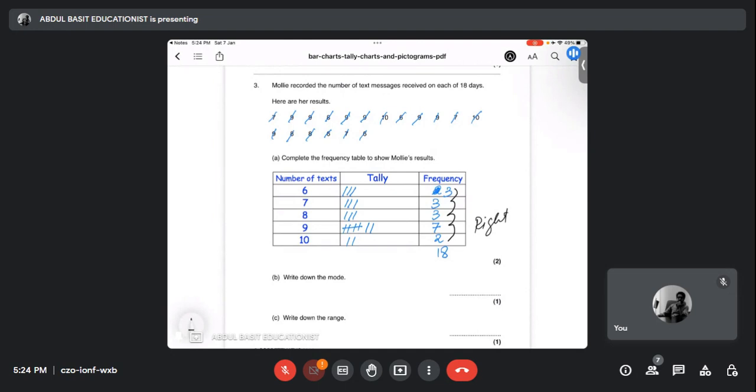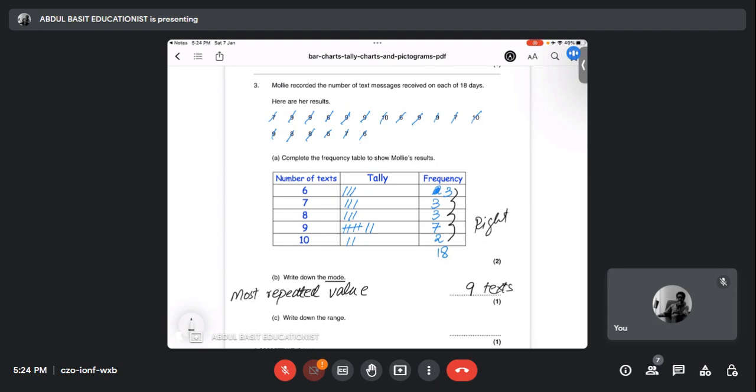Okay, now write down the mode. As we know, the mode is the most repeated value. So which value is most repeated in this data? Anyone? Nine. Yes. 9 is the most repeated number of texts. 9 texts, because the question is number of texts.